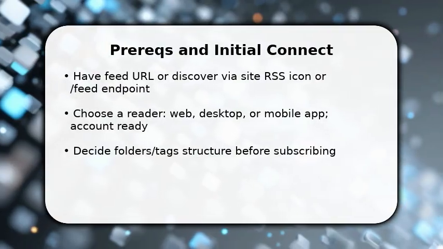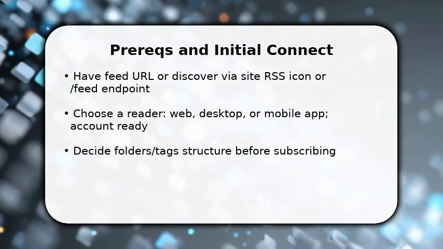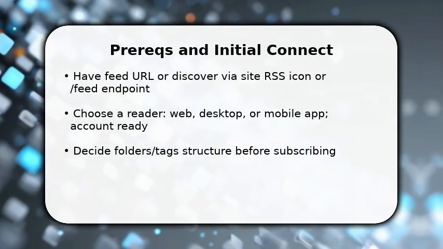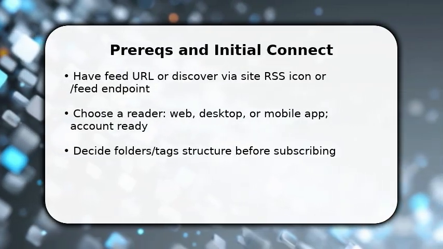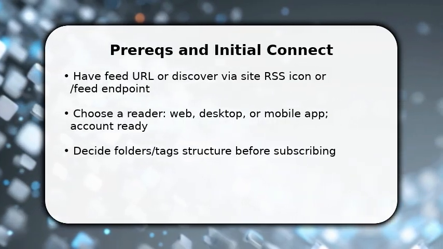You start by confirming prerequisites, a valid RSS URL, and a reader app. Enter the feed URL into your reader's add or subscribe box and hit enter. If the site lacks an explicit link, try /feed or /RSS after the domain.